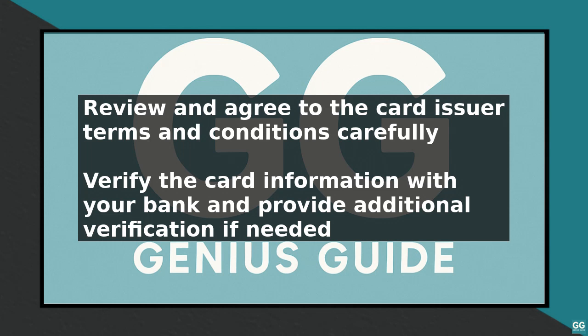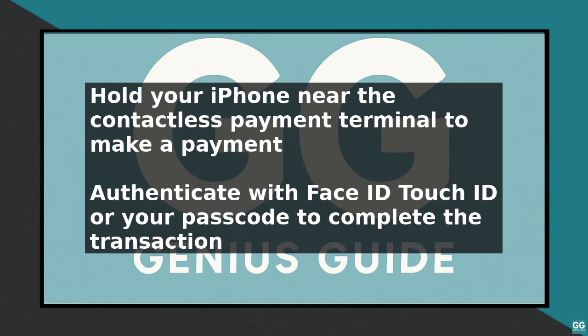To make a payment, hold your iPhone near the contactless payment terminal and authenticate with Face ID, Touch ID, or your passcode. You can also use Apple Pay in apps and on websites. Look for the Apple Pay button at checkout and tap it to initiate the payment process. You will then be asked to authenticate the payment using Face ID, Touch ID, or your passcode.